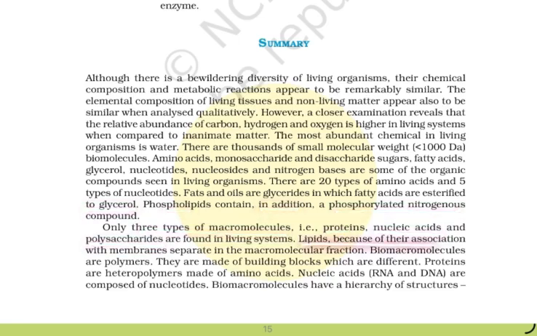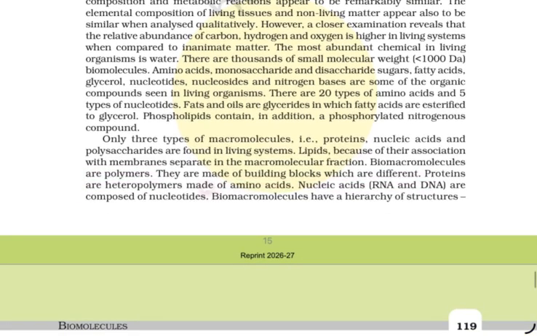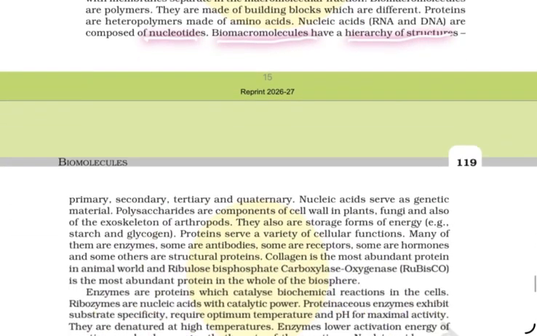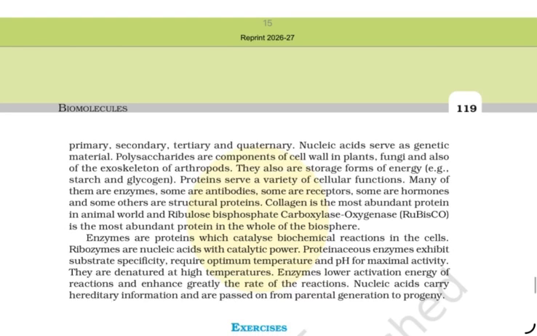Lipids, because of their association with the membrane, separate in the macromolecular fraction, though they are not strictly macromolecules. Biomolecules are polymers made up of different building blocks. Proteins are heteropolymers made up of amino acids, and nucleic acids, RNA and DNA, are composed of nucleotides. Macromolecules have a hierarchy of structures: primary, secondary, tertiary, and quaternary.